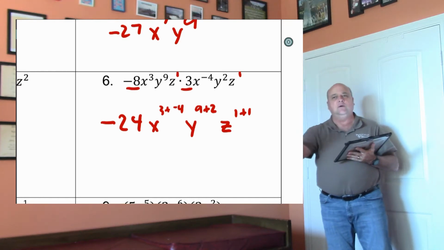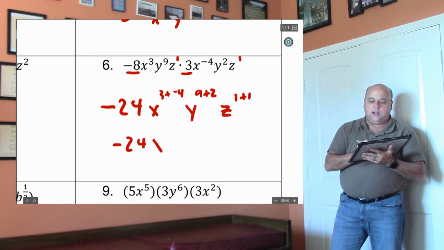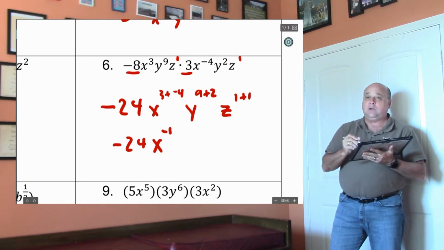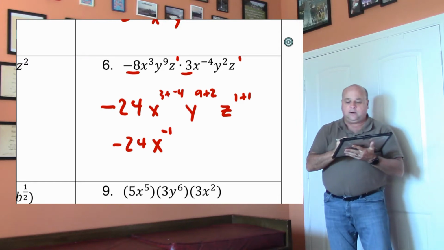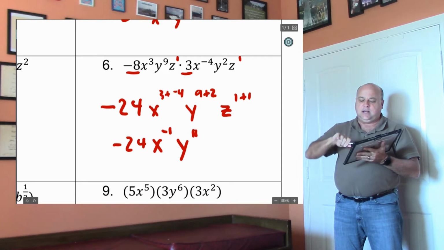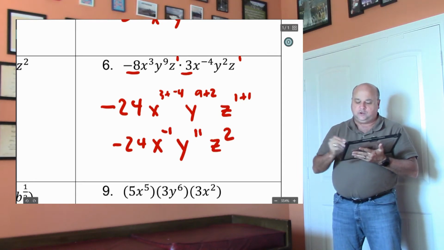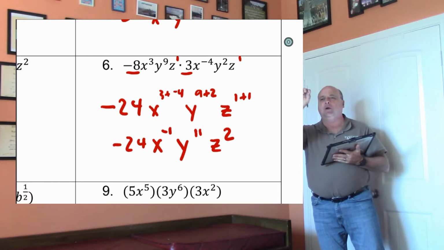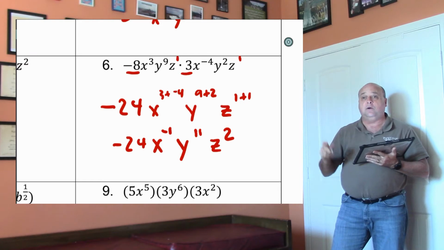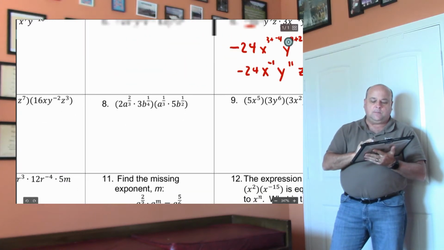Now I'm just going to go down and add up the exponents. So I'm going to have negative 24x. 3 plus a negative 4 is negative 1. If you can't figure that out, use the calculator. Y, 9 plus 2 is 11. And then z, 1 plus 1 is 2. So if you have a negative exponent, just put plus negative and add them up. You could have a negative exponent in your answer. That's okay.